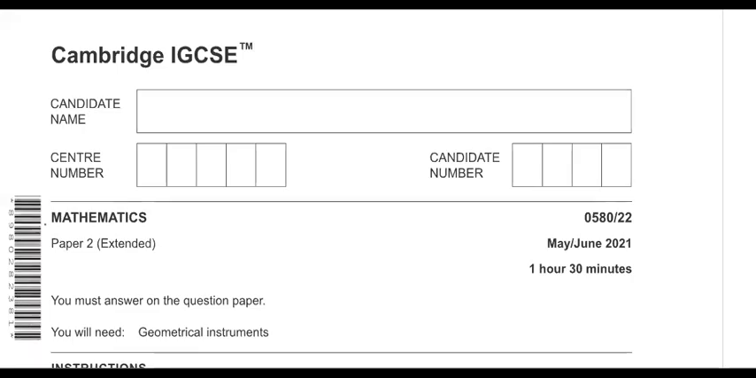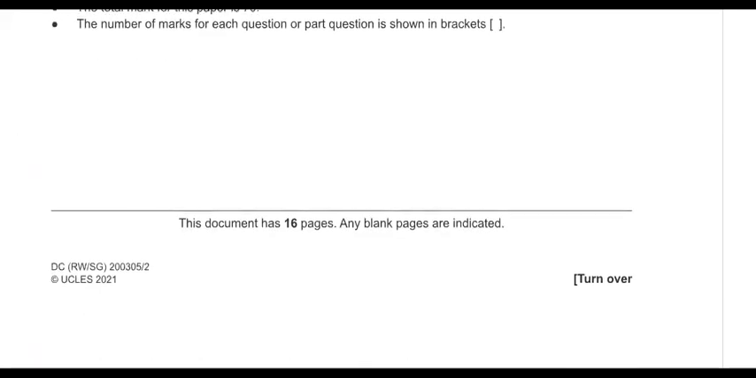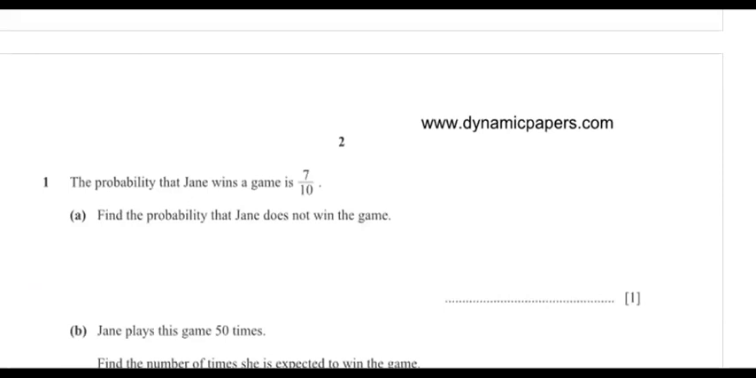So this is paper 2, extended paper, 0580, paper 2, variant 2. When we say variant 2, it's paper 2, variant 2, May/June 2021. Let's begin straight away and move to the questions. Question number 1.